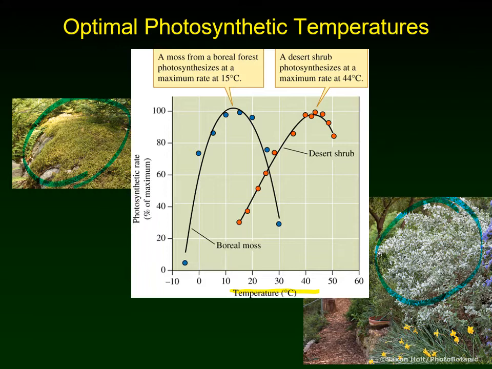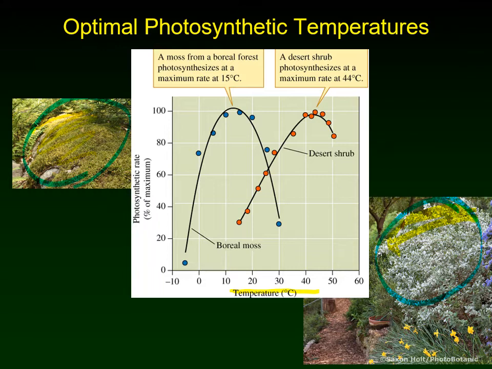And instead of giving you the actual rate, maybe of CO2 intake or something like that, it's doing it as a percentage of their maximum, because obviously this desert shrub that is out here in the sunlight in the middle of the desert has a much higher photosynthetic rate than the moss, which is sitting in the shade in the forest. So they want you to be able to compare the shapes of these two graphs and where their peaks are.